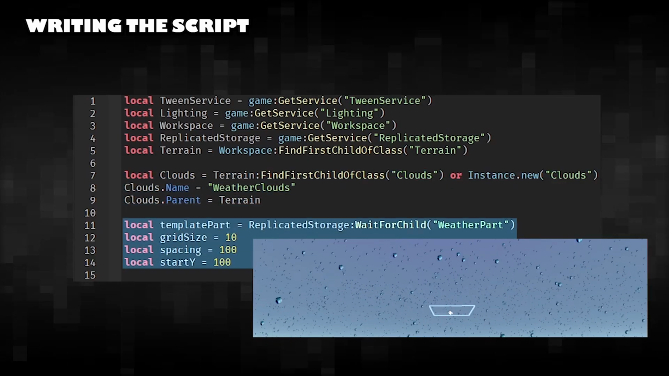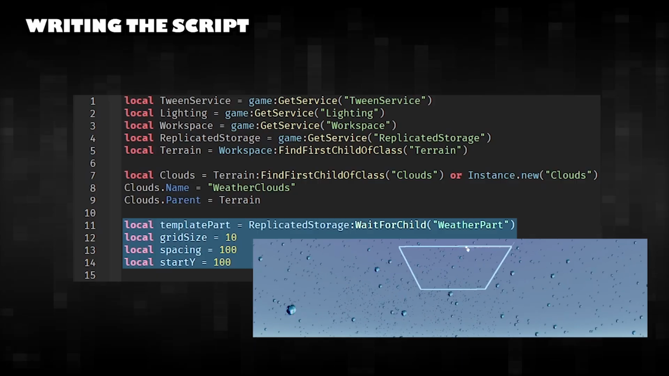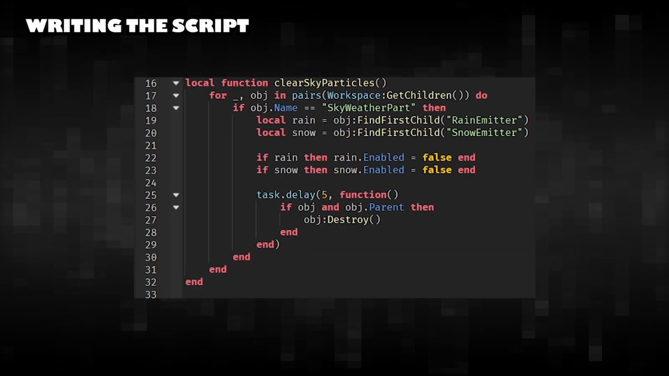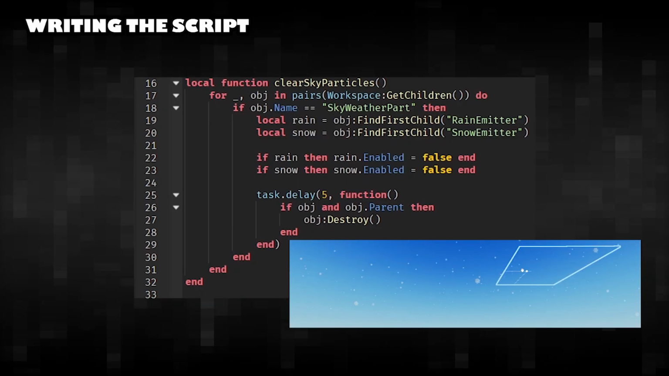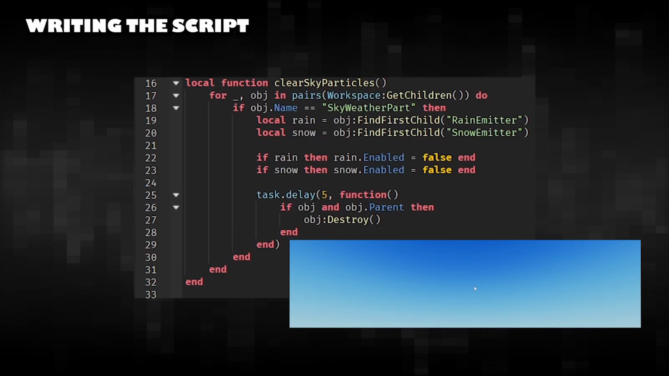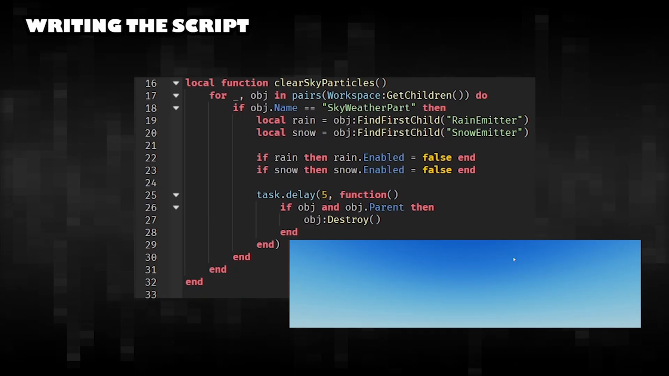Find the basic particle sky and place the particle grid over the map. Clear sky particles function. Turns off rain emitter and snow emitter in the sky.